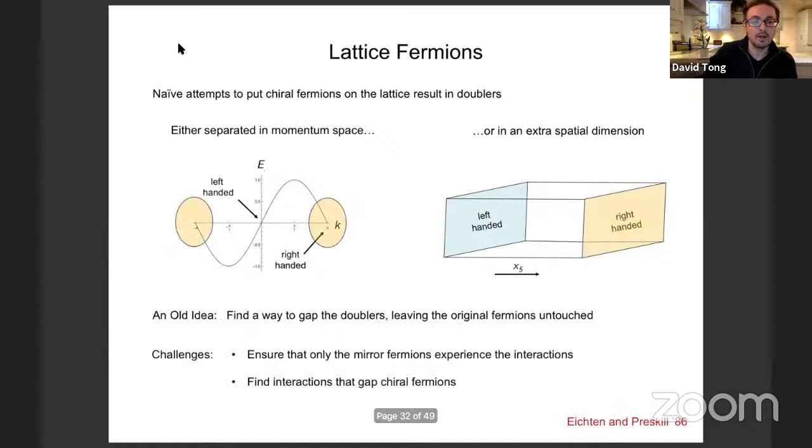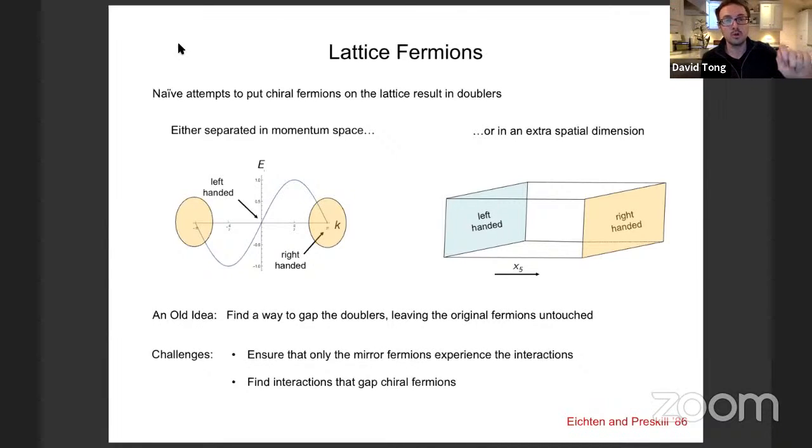And there's a very old idea that dates back to this really, I think, very interesting paper by Eichten and Preskill, that if you want to put chiral fermions on the lattice and chiral gauge theories, what you have to do is find a way to give a mass to the unwanted mirror fermions, to the doublers. So if you're in the momentum space language, you have to find a way to give a mass just to the fermions that sit at the edge of the Brillouin zone.